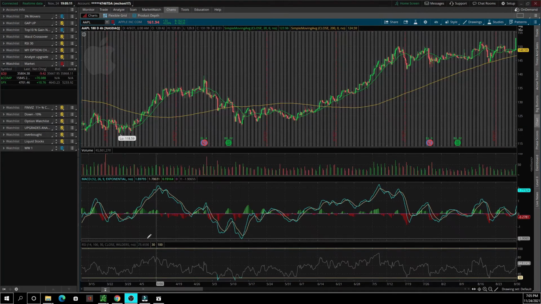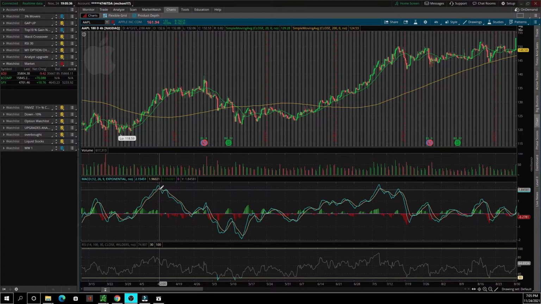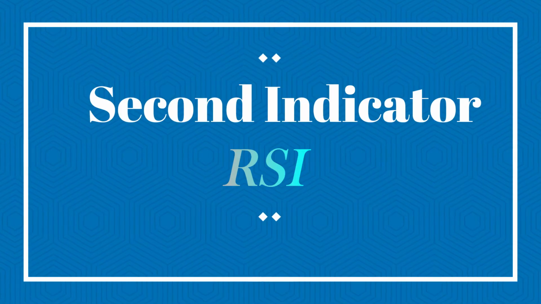Well, now this will be my entry point right here. I'll be entering the MACD once the MACD crosses the negative zone, heading to the positive zone. This will be my entry point, and I will ride the stock all the way right here. And once the MACD crosses over, which I mean the blue line crosses the yellow line, I will exit the trade right here, right away. That's where I would exit the trade.